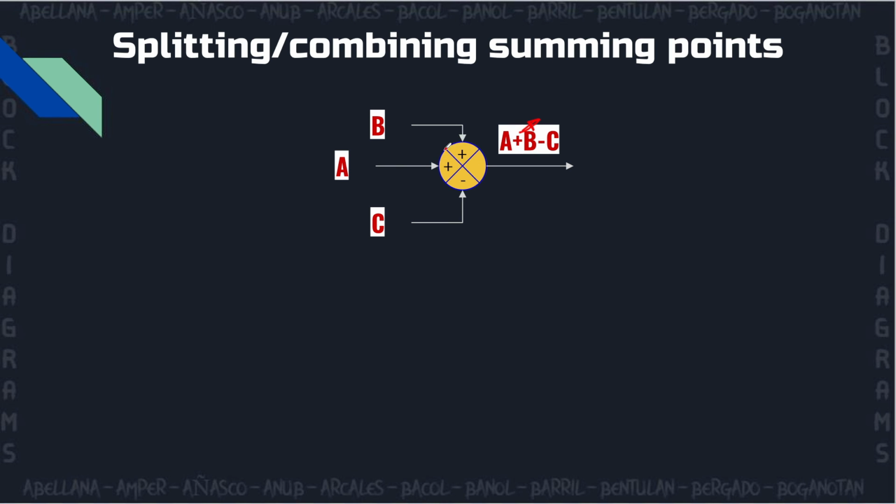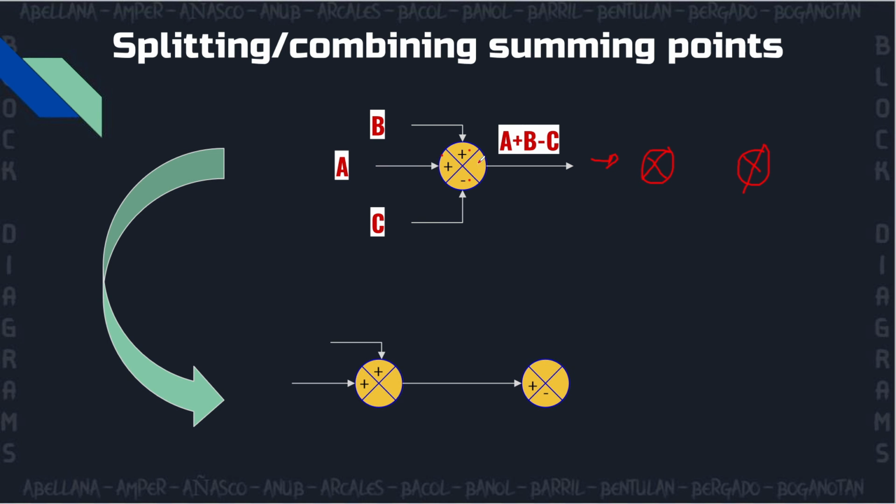Okay, so since this is a summing point and A has a positive sign, B has a positive sign, and C has a negative sign, the output would be positive A plus B negative C. Okay, so it's just as simple as combining the three signals. So now you want to split these three input summing points into two summing points having two inputs. Okay, so how do you do it?